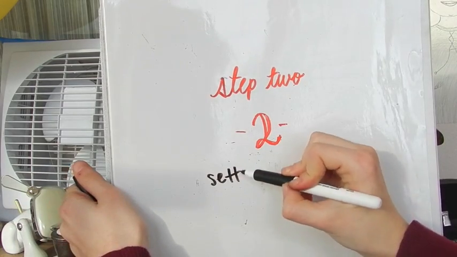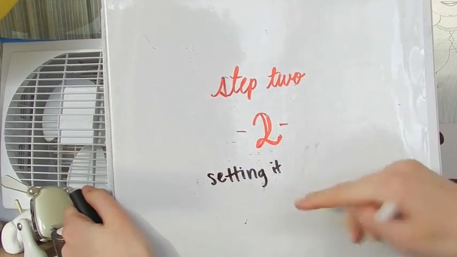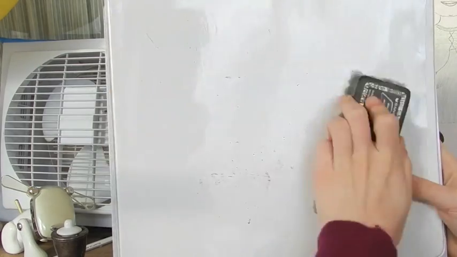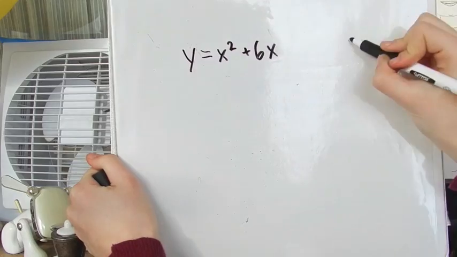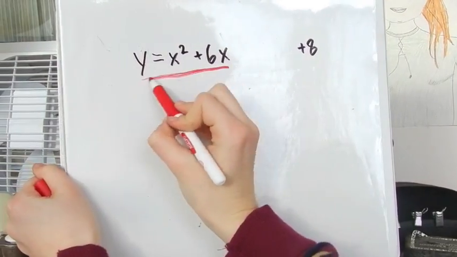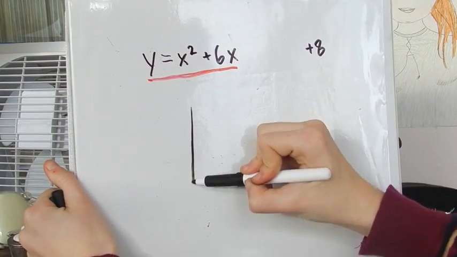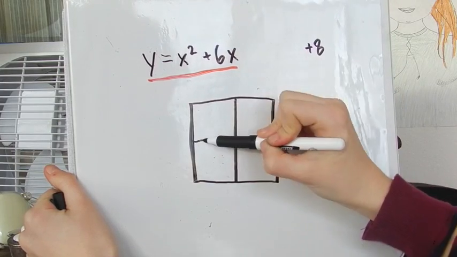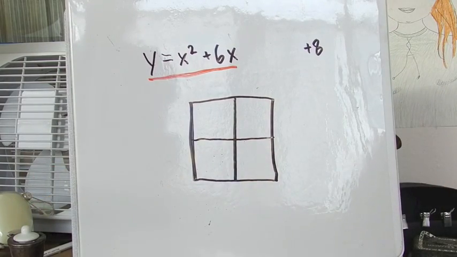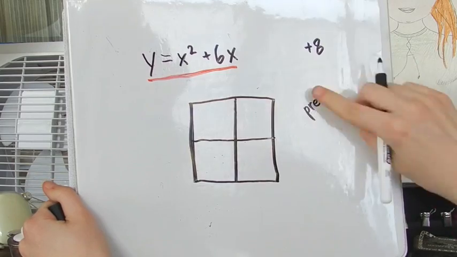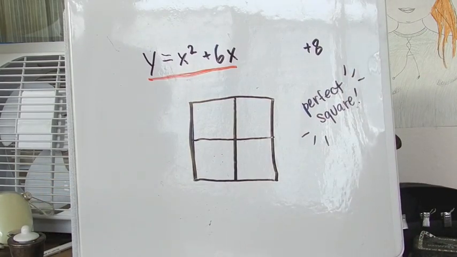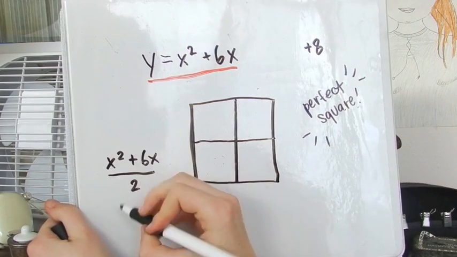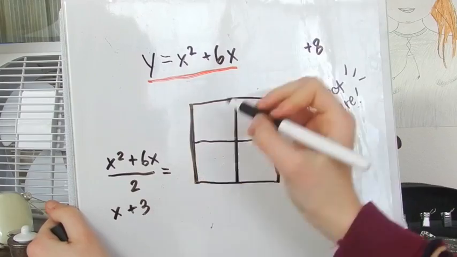Step 2. Setting it up. First, we work with this part of the equation. You'll need to draw a square and divide it into 4 equal sections. We're going to put our result into a box to make it a perfect square. To get our result, we divide x squared plus 6x in half and put it on either side of the square.